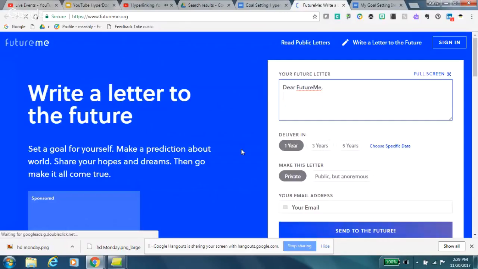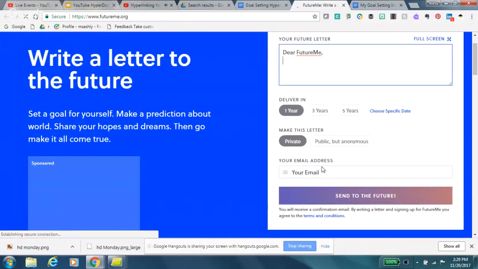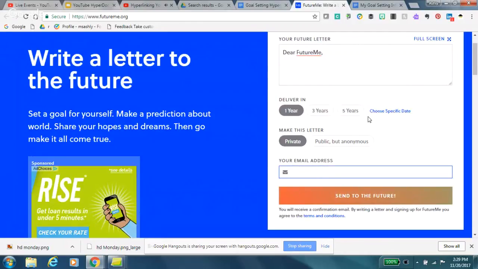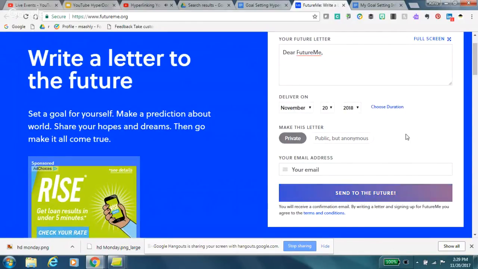And they pasted that paragraph in here, and what they did is they put their email in, set a specific date that they would get that email, and on that date they would automatically receive that email, and they'd see if they had achieved that goal by that date or not.